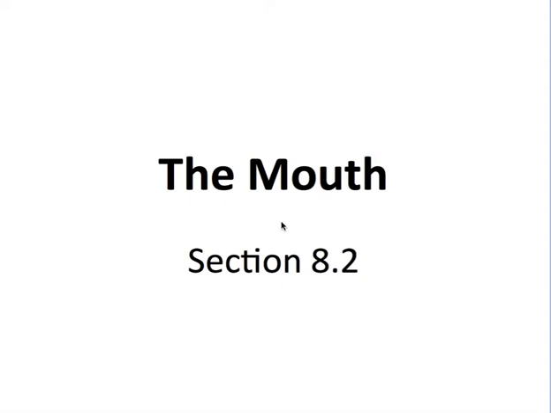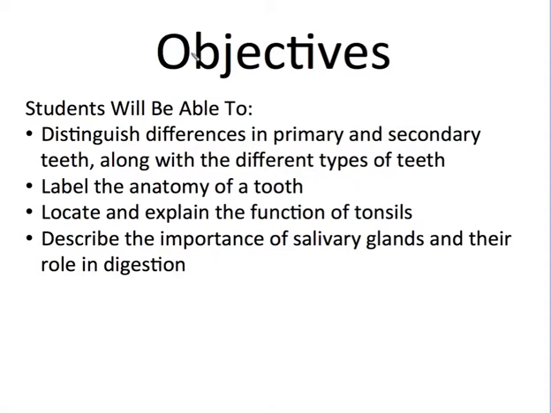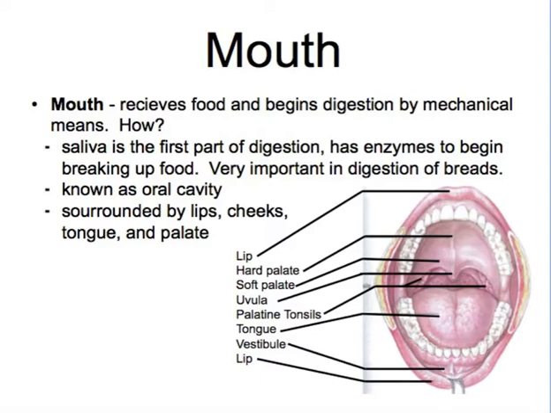Today we're going to focus our discussion on the mouth and the different structures associated with the mouth. And so let's get started. At the end of this video, my goal is for you to be able to distinguish between primary and secondary teeth, along with the different types of teeth that are found in your mouth. We're going to look at the anatomy of a tooth, and we'll talk about tonsils, function and location of tonsils, and the importance of salivary glands and their role in this process we call digestion. So let's get started.